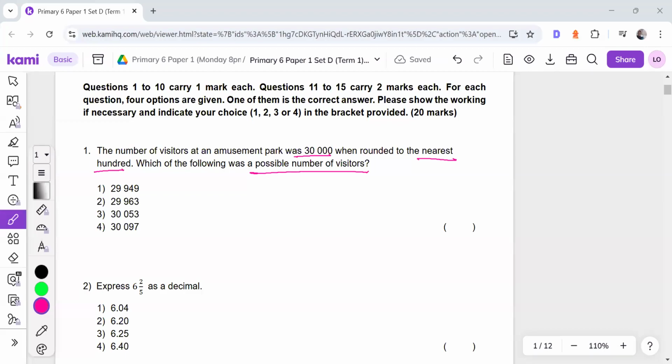Okay, so what's the answer now? The answer should be number four, but why do we get number four? Now, if you want to round off to the nearest hundred, there is a shortcut. Okay, what's the shortcut?